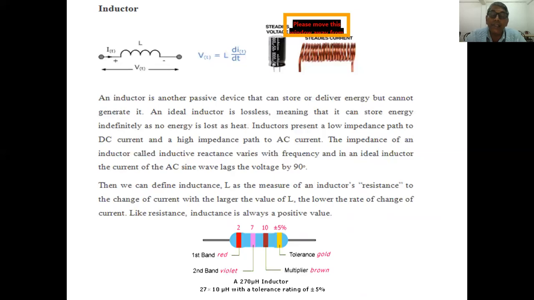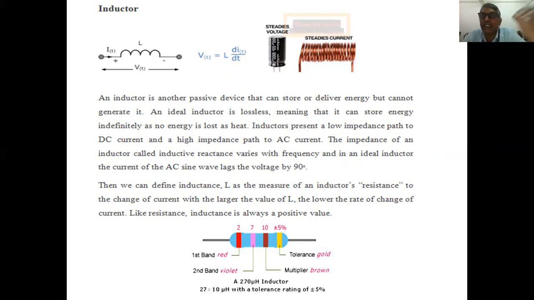Okay, then coming to the inductor, another type of passive component which you are going to study. Please remember, an inductor is nothing but a form of a coil. This coil can store or deliver energy, but it cannot generate it. Another definition is that it allows DC and blocks AC. In the sense, if there is any variation in the voltage, it blocks.